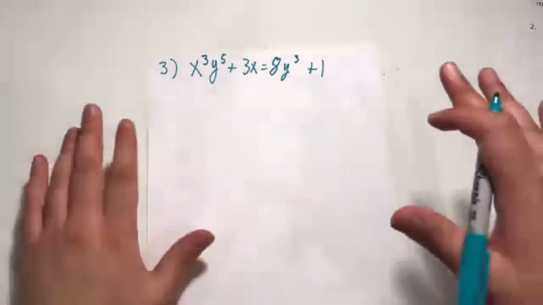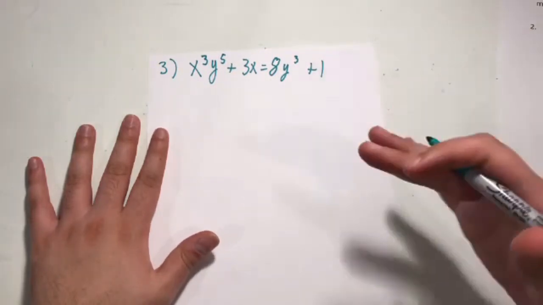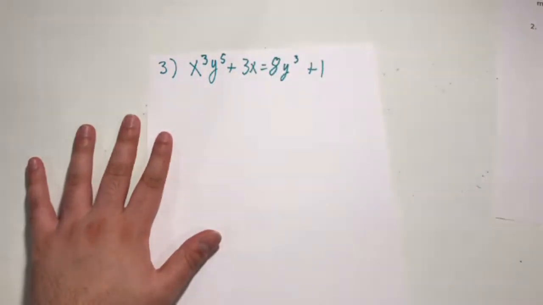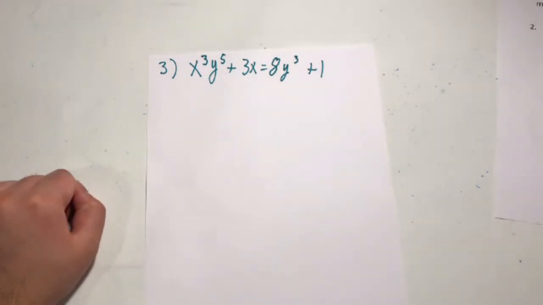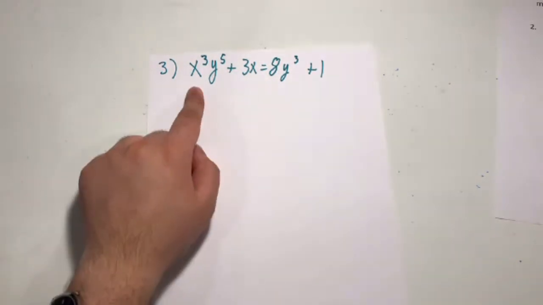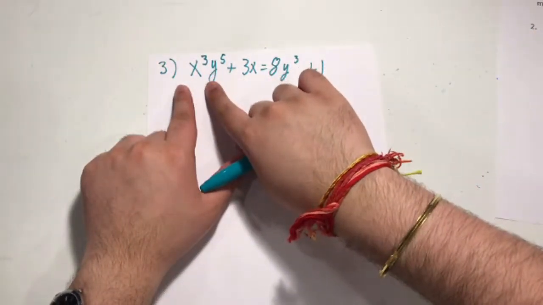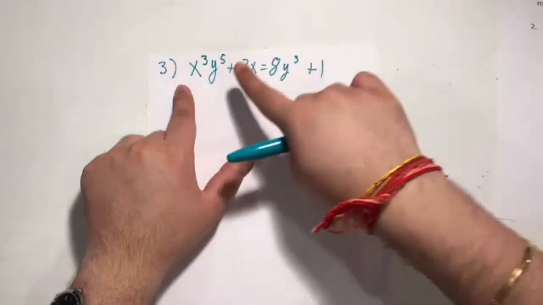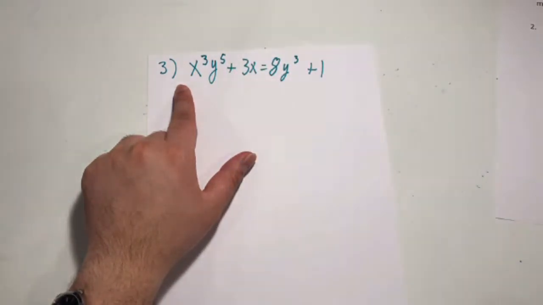All right, because I think the last example, that product rule concept is so important, I'm going to do an extra problem using that same concept. All right, so I highly suggest you pause the video, try this out for yourself. All right, so this first term here, let me just read this out. X to the third times y to the fifth plus 3x equals 8y to the third plus 1.